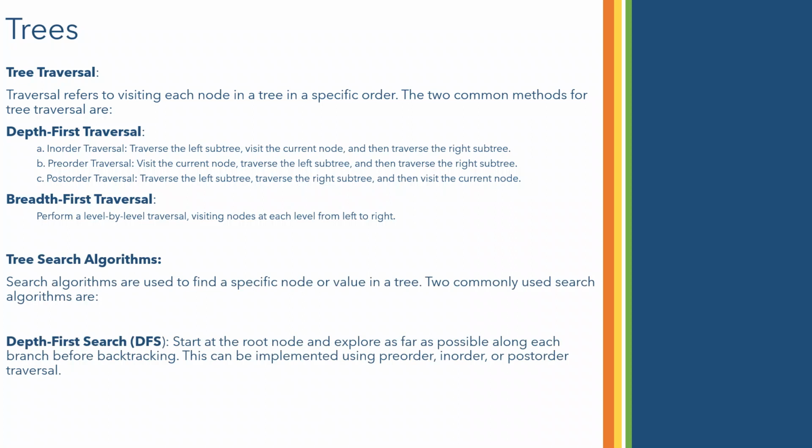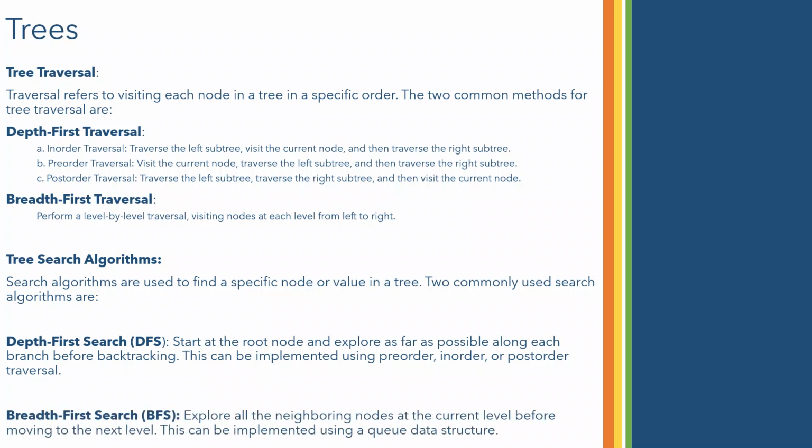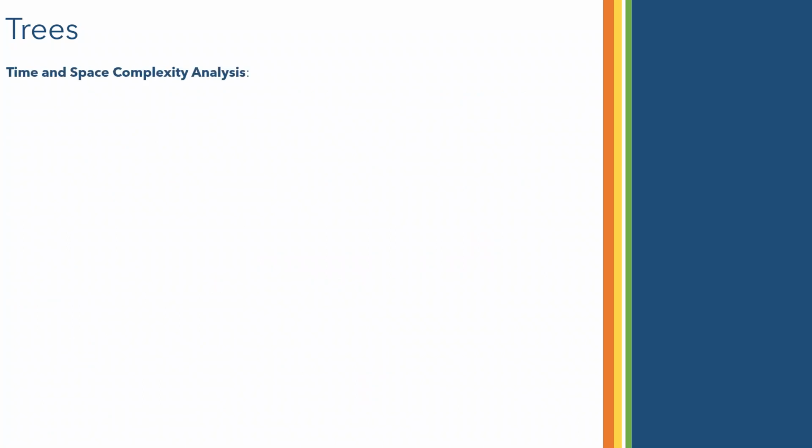Tree search algorithms. DFS, the depth-first search as we discussed here, like in-order and post-order, starts traversing from the root and explores as far as possible along each branch before backtracking. And BFS explores all the neighboring nodes at the current level before moving to the next level. This can be implemented using a queue data structure.